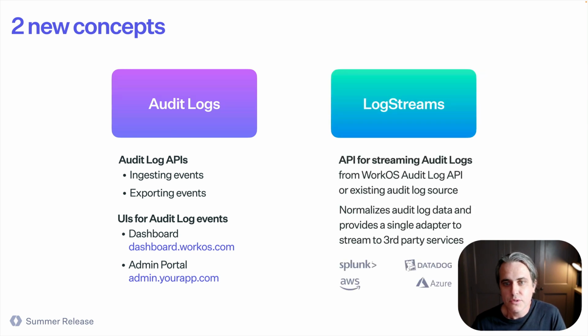We're also introducing a new concept called log streams. And log streams is a discrete API specifically for streaming audit log event data to a third-party service like Splunk or Datadog. And audit logs and log streams can be used together or separately. And here's how it works.